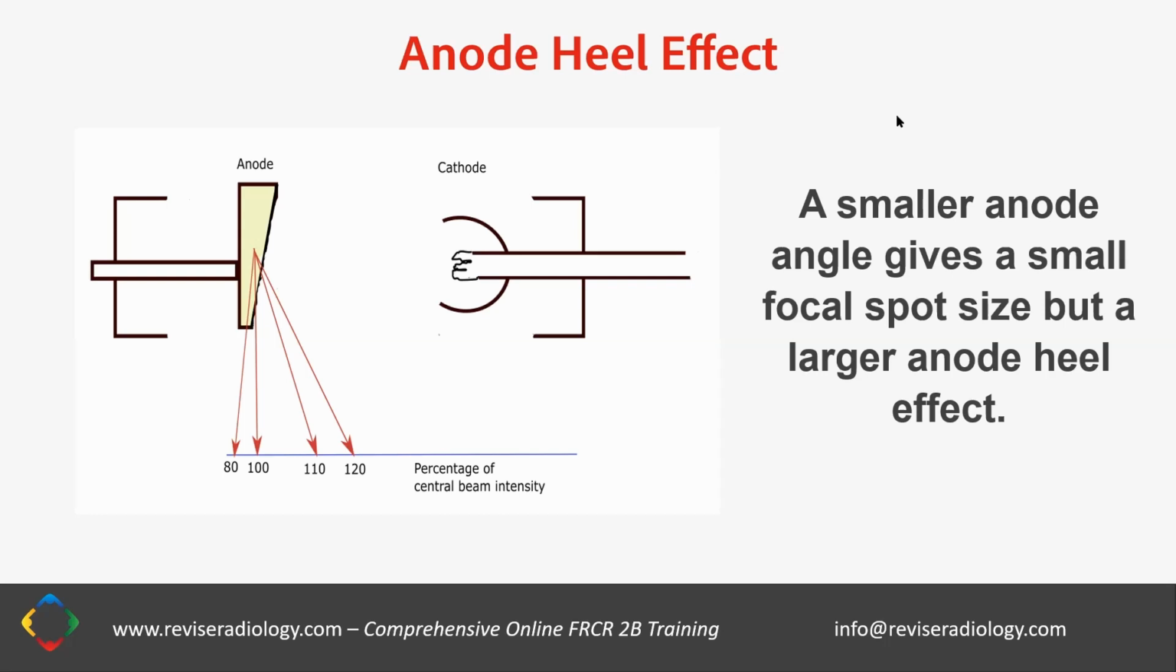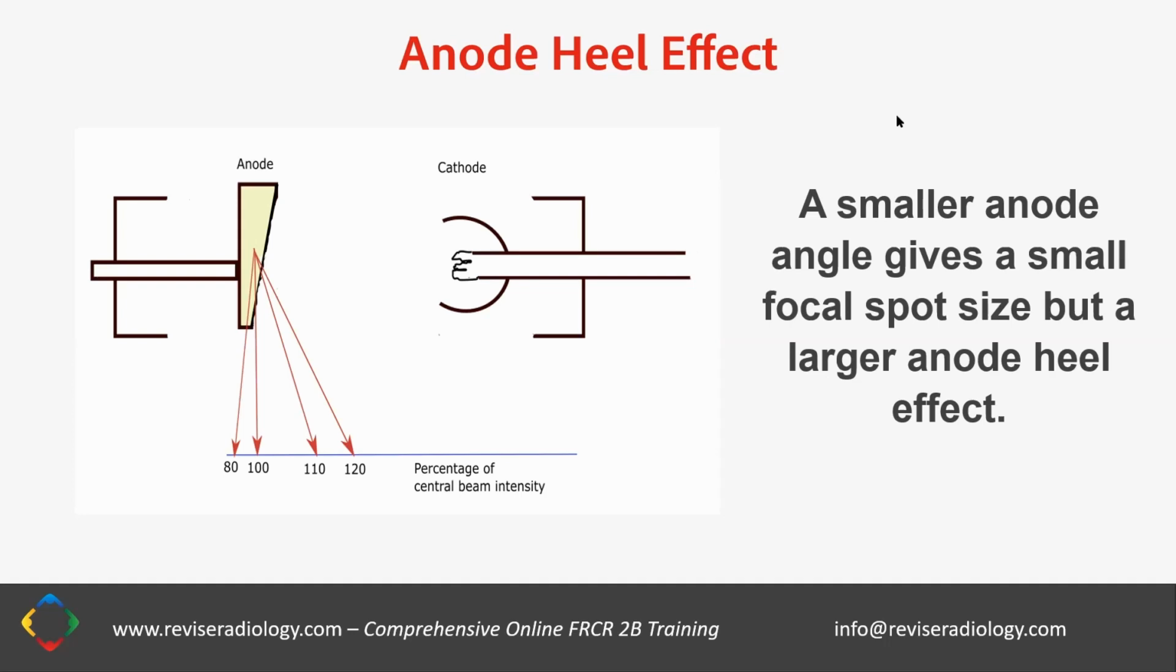So essentially, the angle at which the X-ray leaves the anode determines the intensity, and that's what you'll see in the figure on the left. The central beam is the beam which leaves at 90 degrees. If you go more to the left, which is more towards the anode, you see that the percentage of intensity is decreasing to 80. And as you move more toward the cathode side, the percentage of intensity of the beam is increasing.